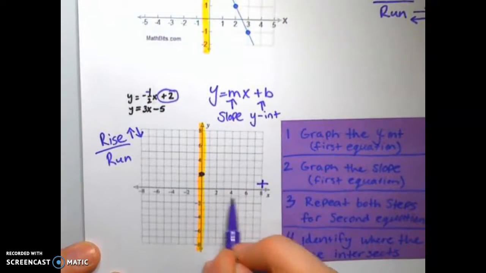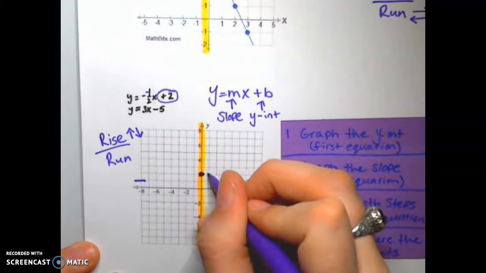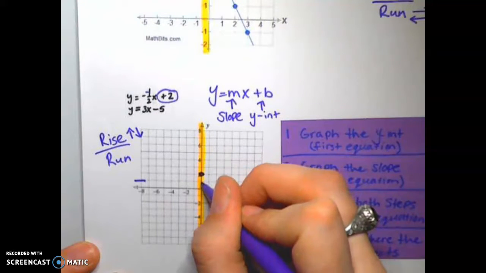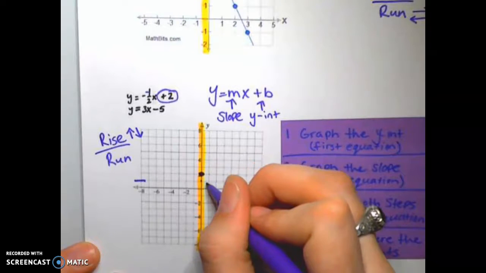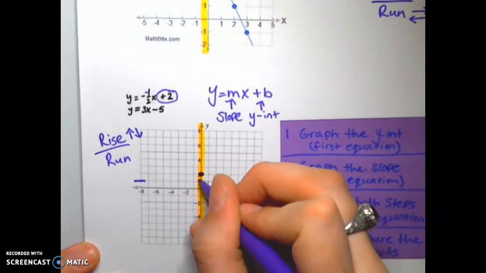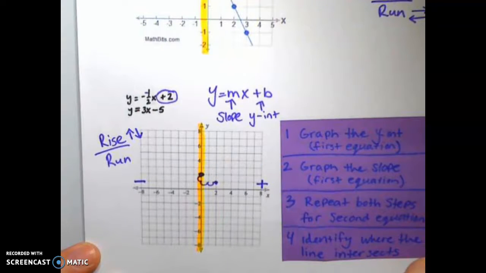These are positive numbers on the x. These are negative numbers on the x. So I'm going to go to the right. Go down 1, right 2. Down 1, right 2. 1, 2. Put a dot. Down 1, right 1, 2. There we go. We got a dot.